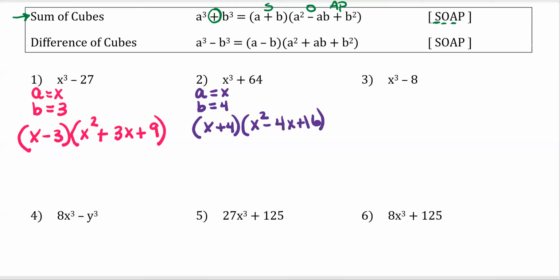Number 3, 2 terms. Each term is a perfect cube. So a is equal to x, b is equal to 2. Your first factor right there, x minus 2. And then you're going to multiply x times x, 2 times x, 2 times 2, same, opposite, always positive.